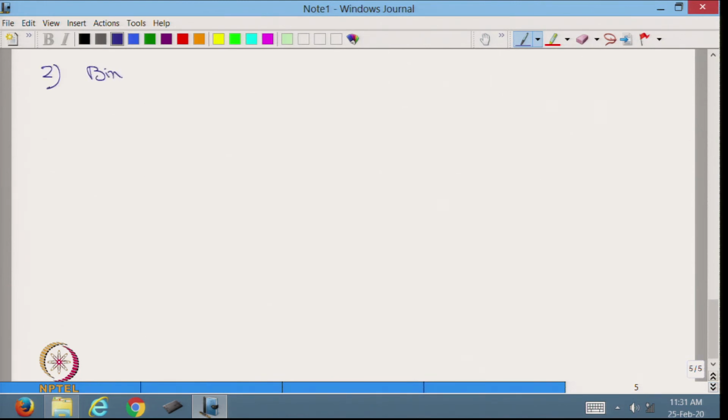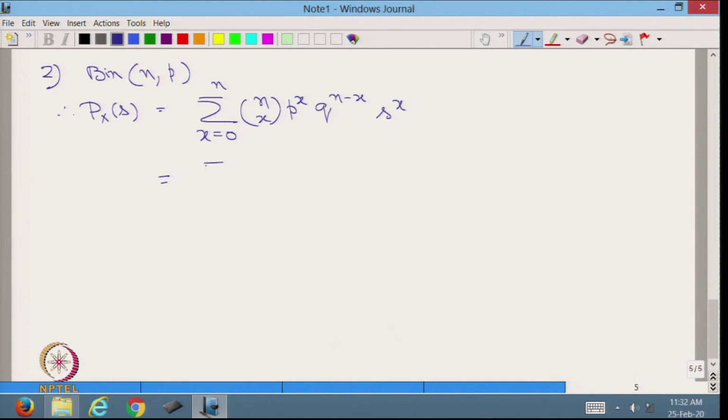Binomial distribution with parameters n comma p. Therefore, P x s is equal to the sum over x equal to 0 to n of n c x p to the power x q to the power n minus x into s to the power x, which is equal to the sum over x equal to 0 to n of n c x into p s to the power x q to the power n minus x, which is equal to q plus p s whole to the power n.